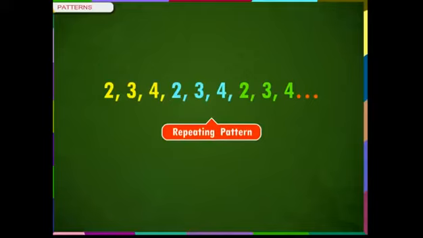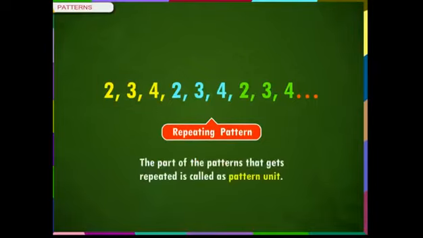In a repeating pattern, we need to identify the portion of the pattern that is getting repeated. Like in this example, the numbers 2, 3, and 4 are getting repeated. The part of the pattern that gets repeated is called the pattern unit. Once we identify this pattern unit in a given repeated pattern, we can easily extend that pattern further.